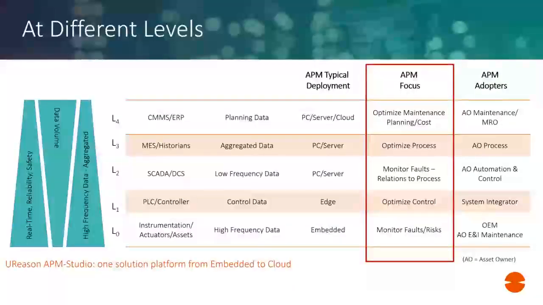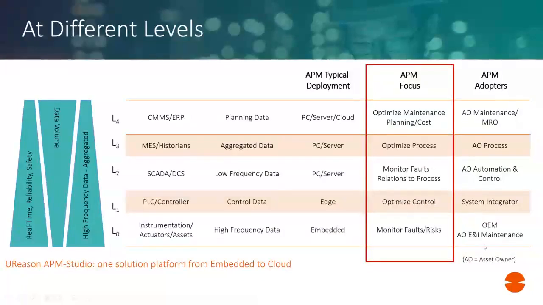Our software, APM Studio, is used at different levels in the automation pyramid. Embedded with OEMs, monitoring faults and risks in isolation to the asset, and an asset can be instrumentation, an actuator, a pump, a compressor, a filter, etc.